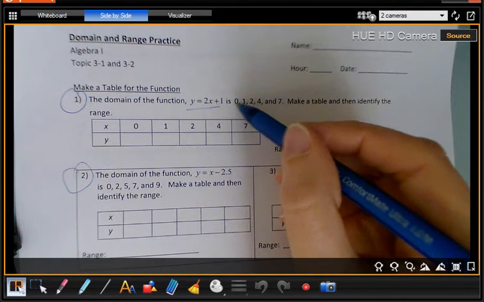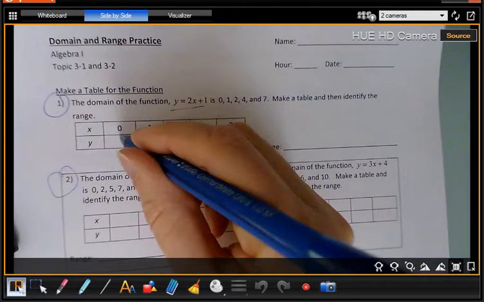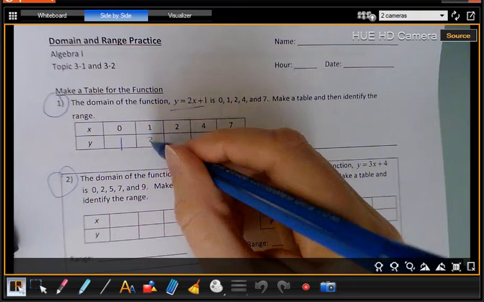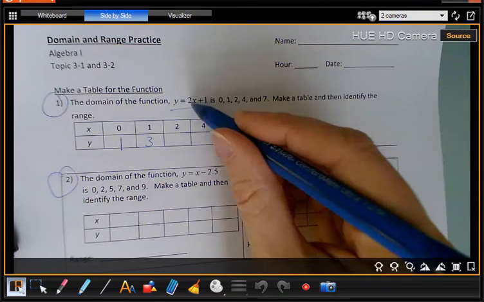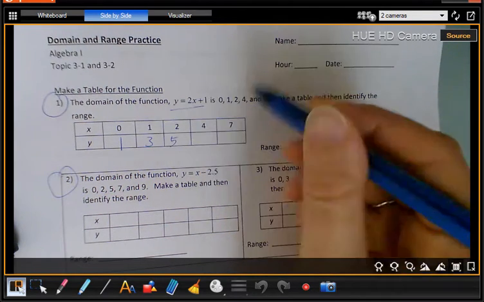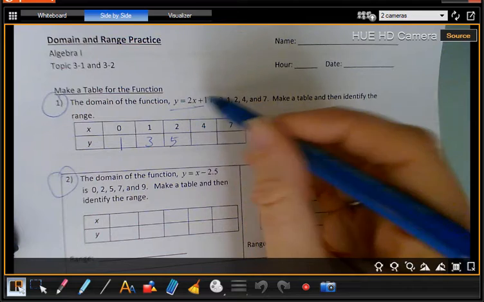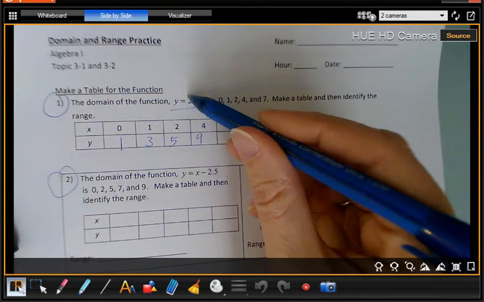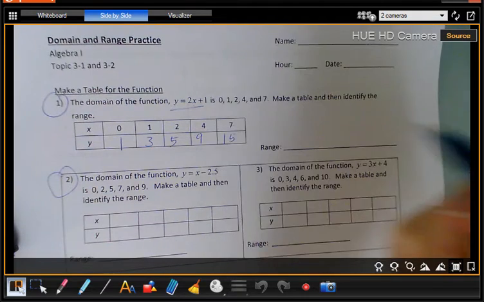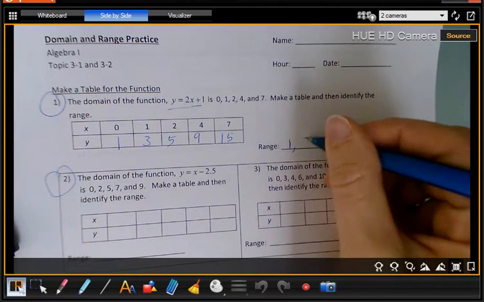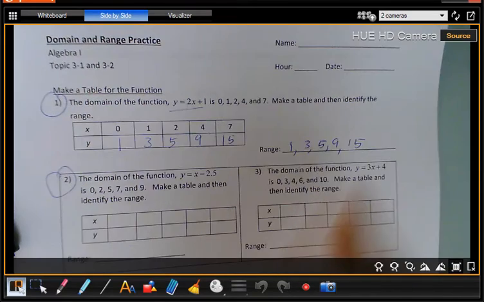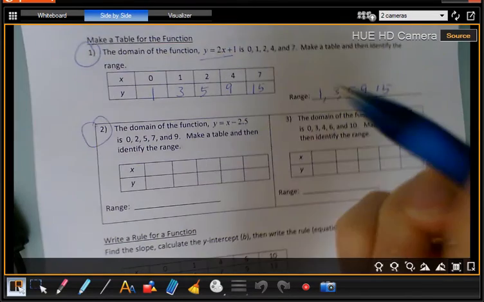We're going 2 times 0 is 0, 0 plus 1 is 1. 2 times 1 is 2, 2 plus 1 is 3. 2 times 2 is 4, 4 plus 1 is 5. 2 times 4 is 8, 8 plus 1 is 9. 2 times 7 is 14, plus 1 is 15. Okay, so now my range is 1, 3, 5, 9, and 15. So again, it's just plugging in numbers.